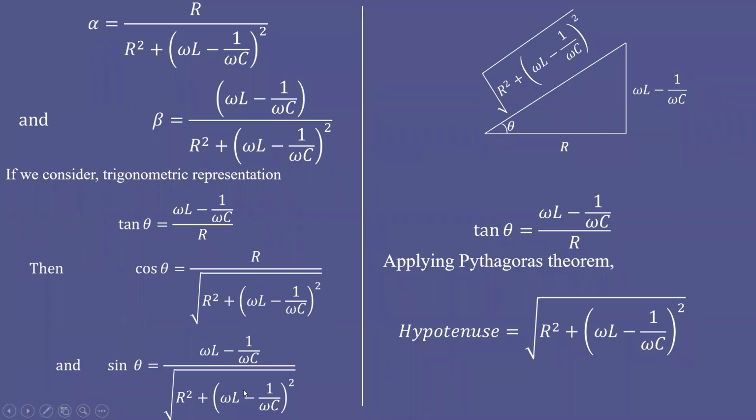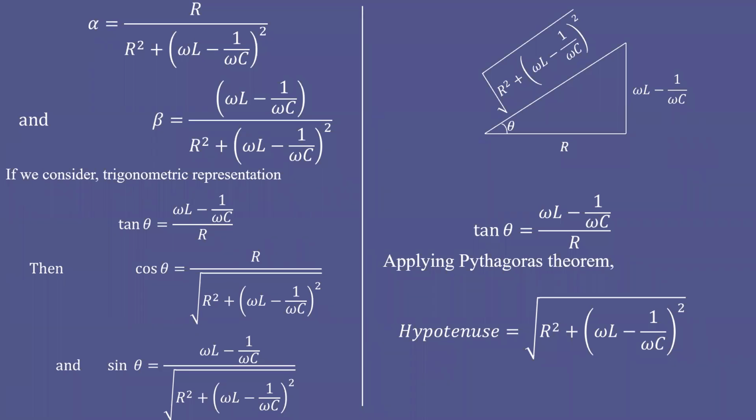Okay, now we have to express this alpha and beta in terms of cos theta and sin theta. Just look at these alpha and beta. Alpha is just like the cos theta divided by the square root of this denominator, because the square root of the denominator is here in the cos theta expression. So this term can be rewritten as the square root of r square plus omega L minus 1 by omega c the whole square, into the square root of the same term again.